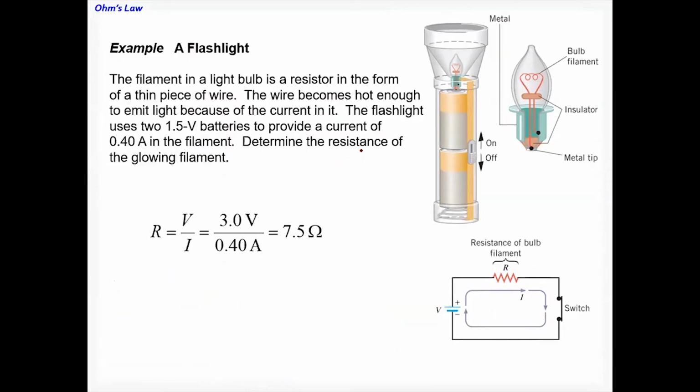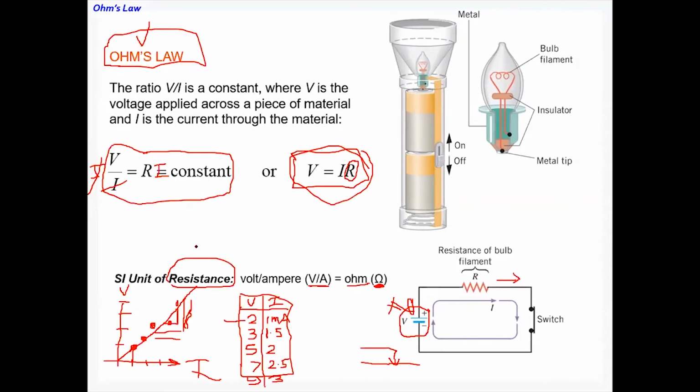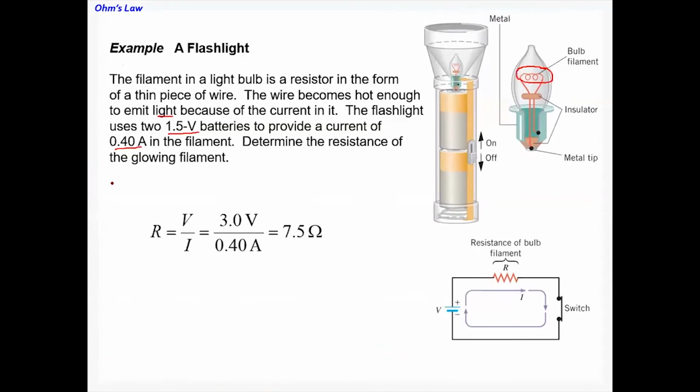Okay, let's find the resistance here in this problem. The filament in the light bulb is a resistor in the form of a thin piece of wire. So as I said earlier, this is the thin piece of wire. The wire becomes hot enough to emit light because of the current in it. The flashlight uses two 1.5 volt batteries to provide the current of 0.4 amp in the filament. Determine the resistance of the glowing filament. So it's very straightforward. We know R equals V over I, right? Which is Ohm's law. You simply plug in the values of V and I.